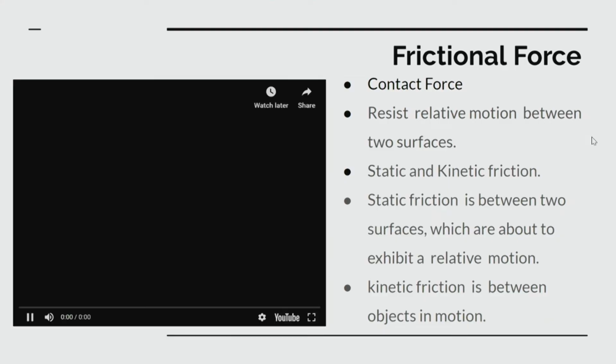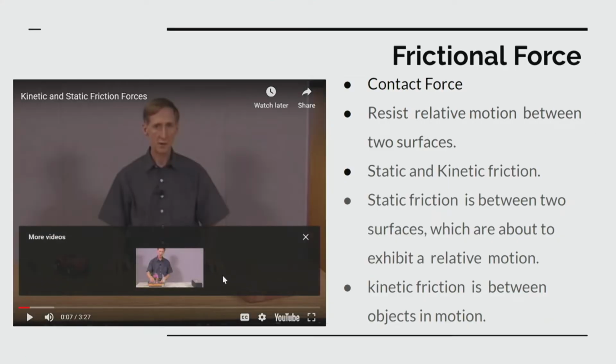So what is friction? Friction is basically a contact force. It comes into play when two surfaces come in contact, and they are not just in contact, they are about to have a relative motion between the two surfaces, or they have a relative motion. The friction resists the relative motion between the two surfaces.